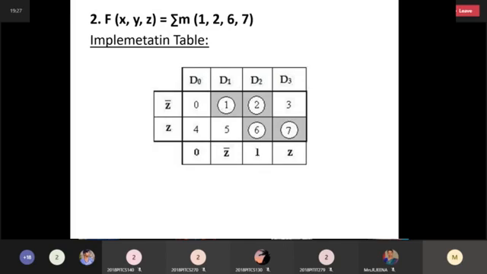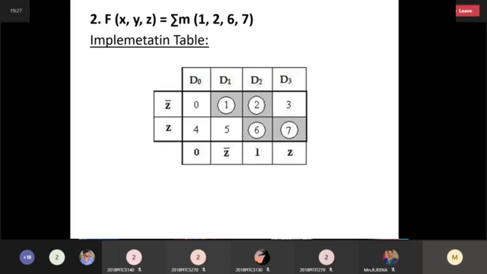F of x, y, z. So you have to consider x and y as the selection lines. Right? This is also a 4:1 multiplexer. Okay. So X and Y are the selection lines. Z is the input, Z or Z bar. So D0, D1, D2 and D3. There will be 4 inputs. So first one. What are the numbers? 1, 2, 6 and 7. Right. So you have to circle the numbers 1, 2, 6 and 7. Okay. So 1 is circled and 2 is circled, 6 is circled and 7 is circled.